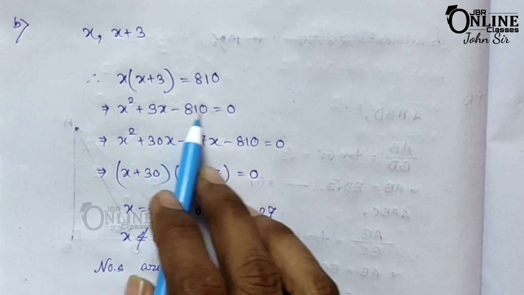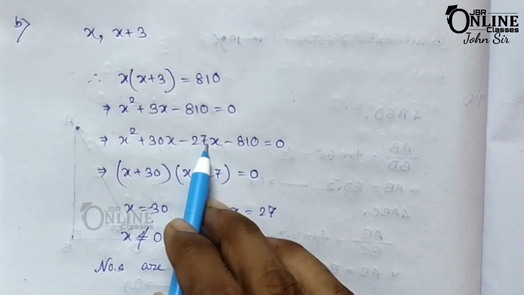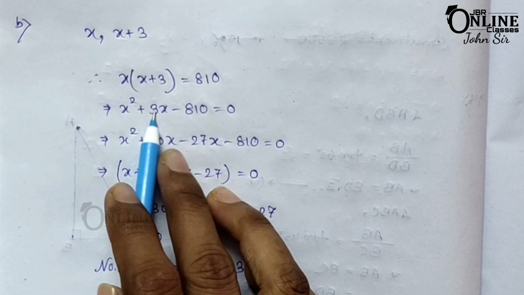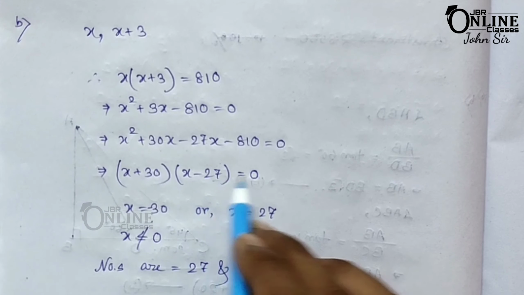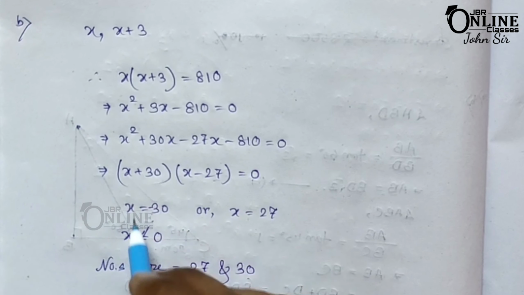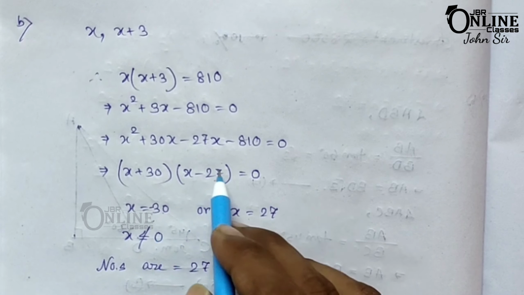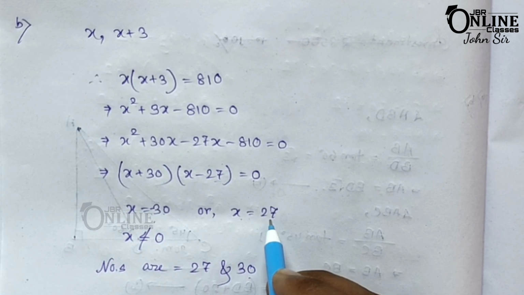Okay, so here 810, the factors are 30 and 27. So 30 minus 27 becomes 3x. Okay, so here (x plus 30) into (x minus 27) equals 0. So either x equals minus 30 or x equals 27.